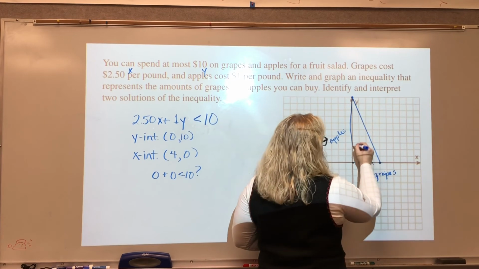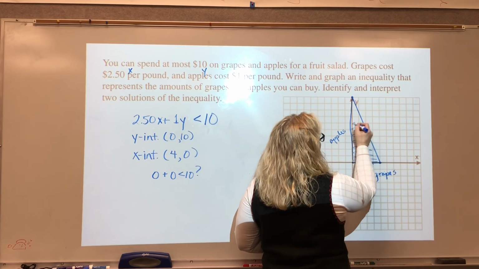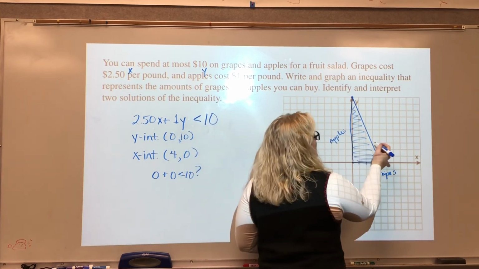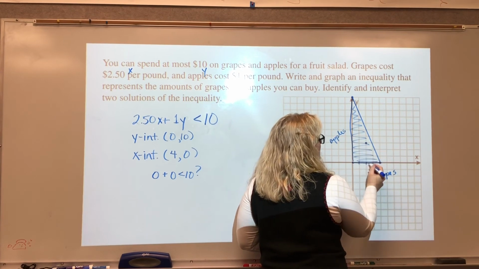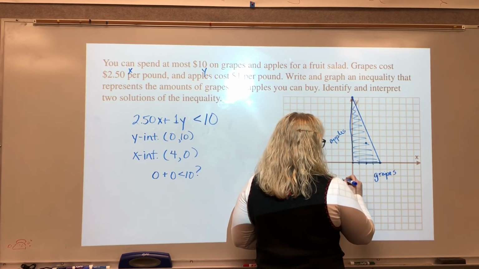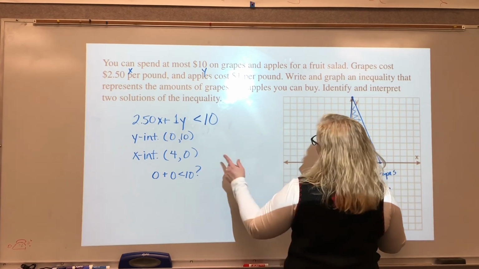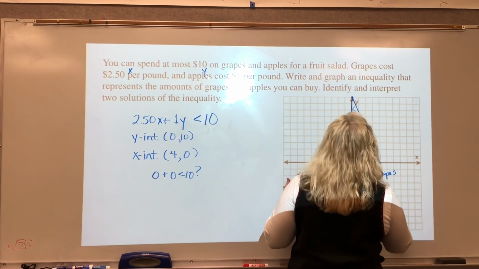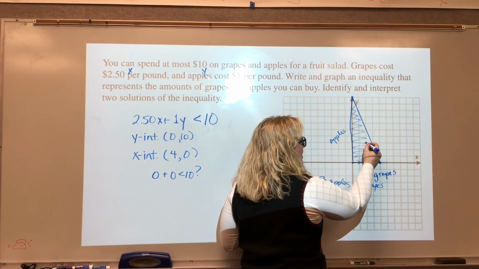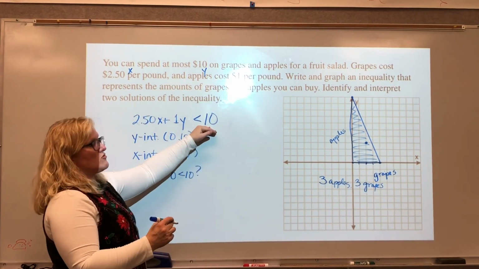That means that 0, 0 is part of my solution. And I know, oh, that was a terrible line. And I know that it's all positive. So all of this gets colored in. So that means at any point in here, so let's say I pick this point right here. This is 3 apples and 1, 2, 3 grapes, like pounds. So I got 3 pounds of apples, 3 pounds of grapes, that's right here. That means I'll be able to afford it because it's within my boundary.